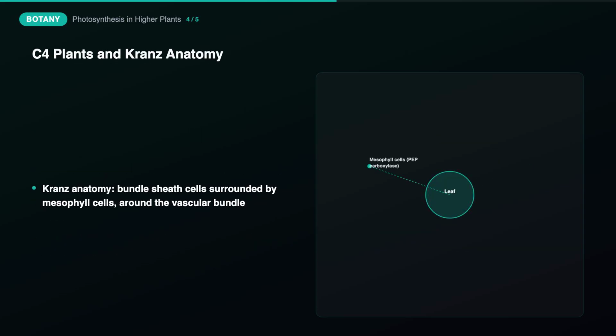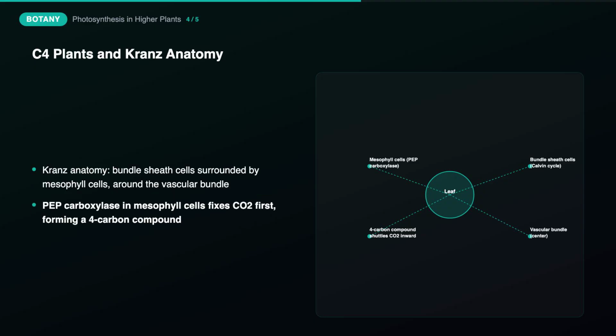In hot, bright conditions, Rubisco reacts with oxygen instead of carbon dioxide, in a wasteful process called photorespiration, which reduces the efficiency of sugar production. C4 plants, like maize and sugarcane, evolved a clever workaround. Their leaves show a special arrangement called Kranz anatomy, where the vascular bundles are surrounded by a ring of large bundle sheath cells, which are in turn surrounded by mesophyll cells.